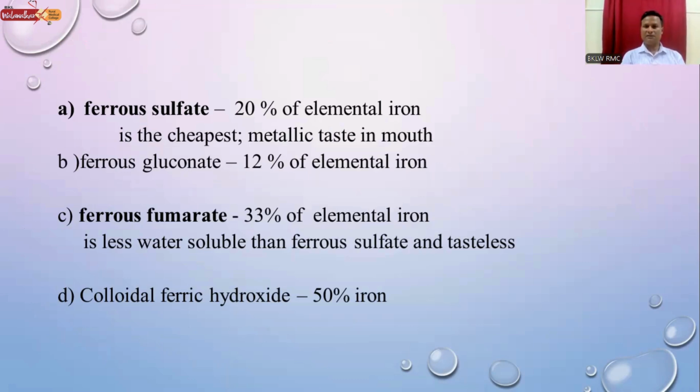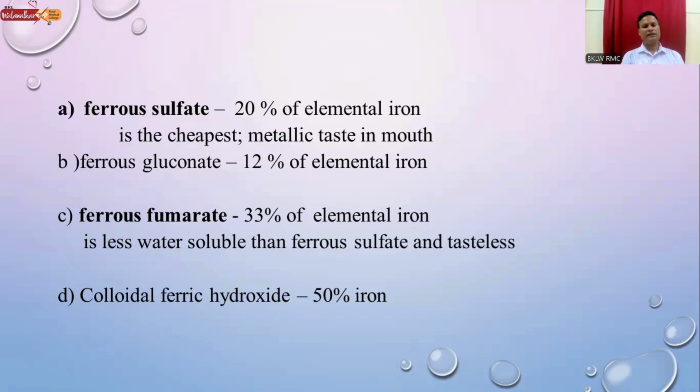So ferrous sulfate contains 20% of elemental iron. It is the cheapest one, but it has a metallic taste in the mouth. So it is widely used because it is a cheap one. Then the second one is ferrous gluconate. It contains 12% of elemental iron. In people in whom ferrous sulfate is not tolerated, we can use ferrous gluconate. It is present in tablet form, while ferrous sulfate is present in tablet, capsule as well as in syrup form.